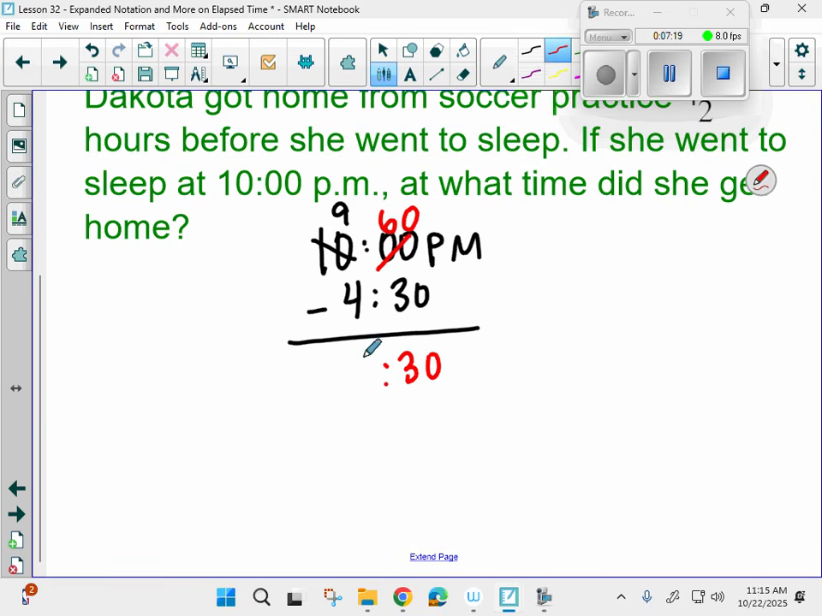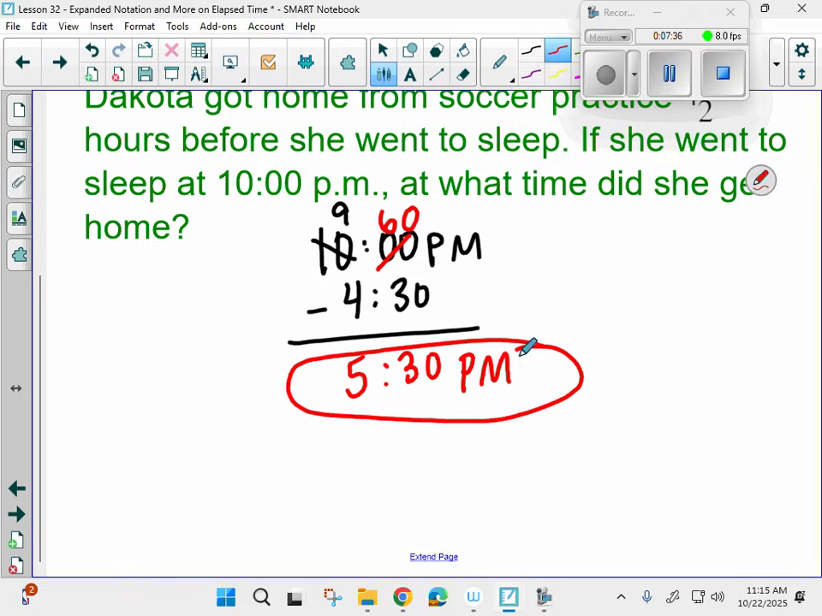Do you guys think it's still PM or AM? It's PM because 10:30 PM is, or 10 PM is pretty late. 4.5 hours before that is 5:30 PM. We're still in the PM, okay? All right. Let's try a couple whiteboards.